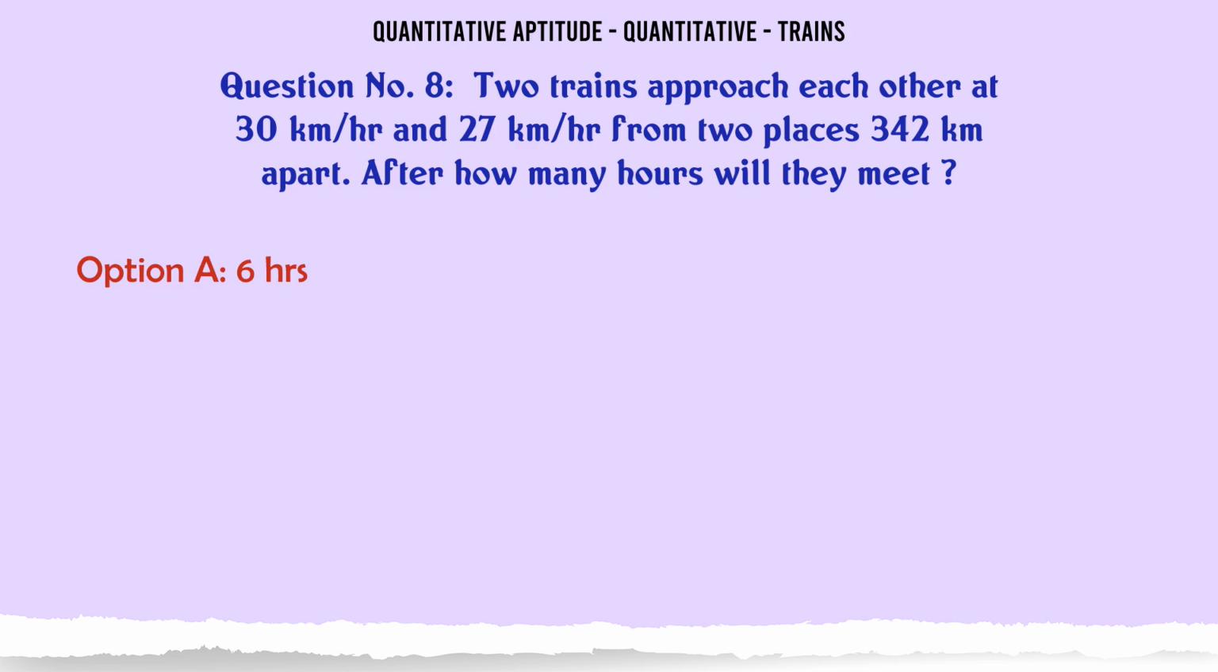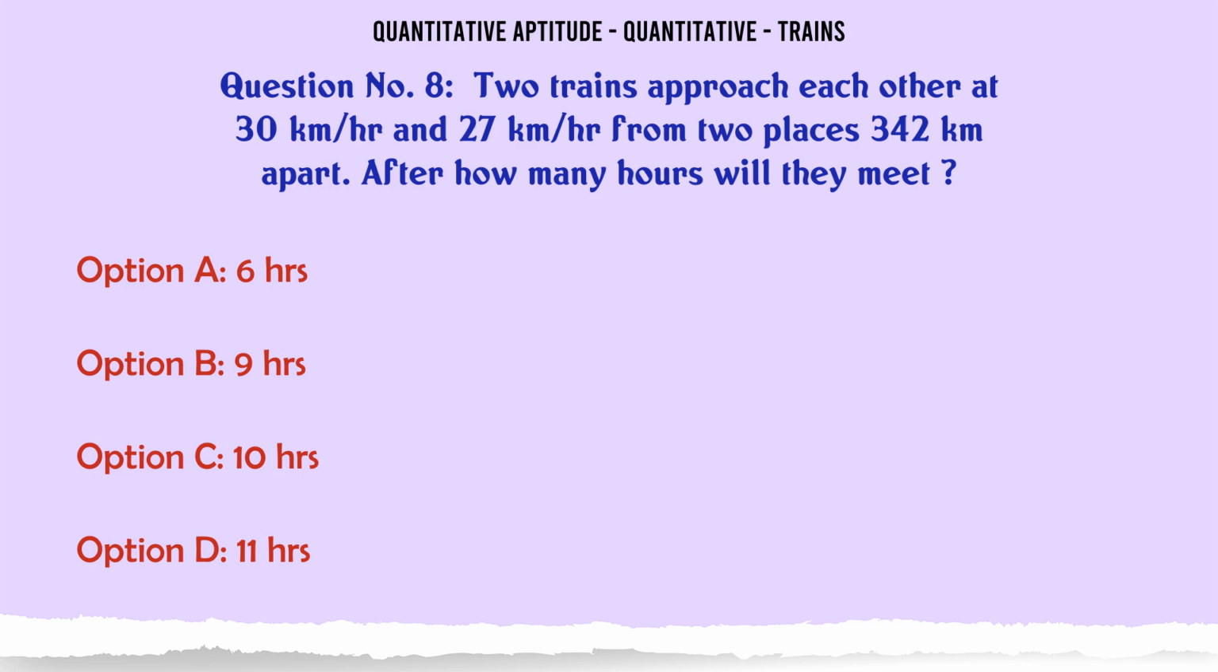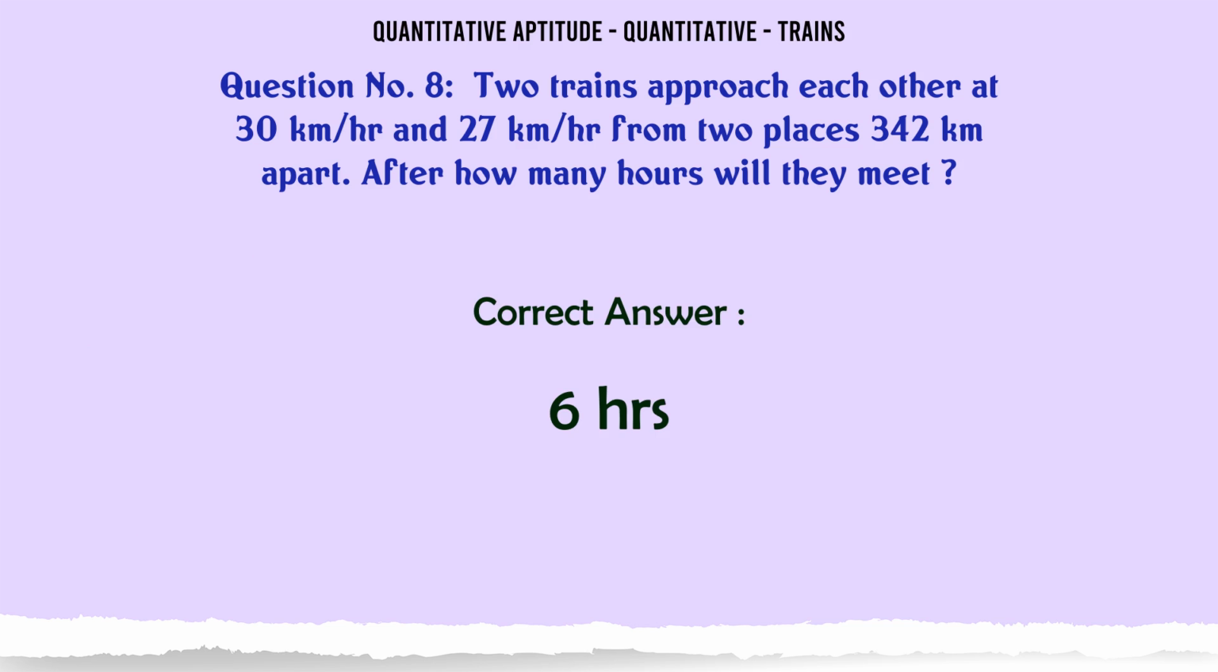Two trains approach each other at 30 km/h and 27 km/h from two places 342 km apart. After how many hours will they meet? A 6 hrs. B 9 hrs. C 10 hrs. D 11 hrs. The correct answer is 6 hrs.